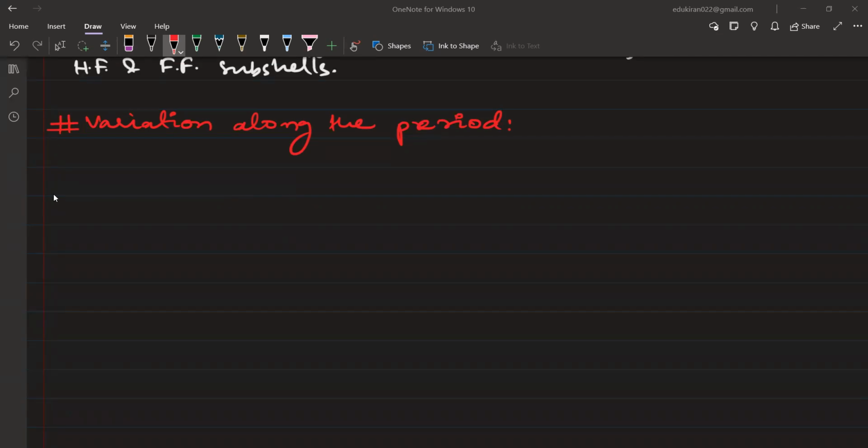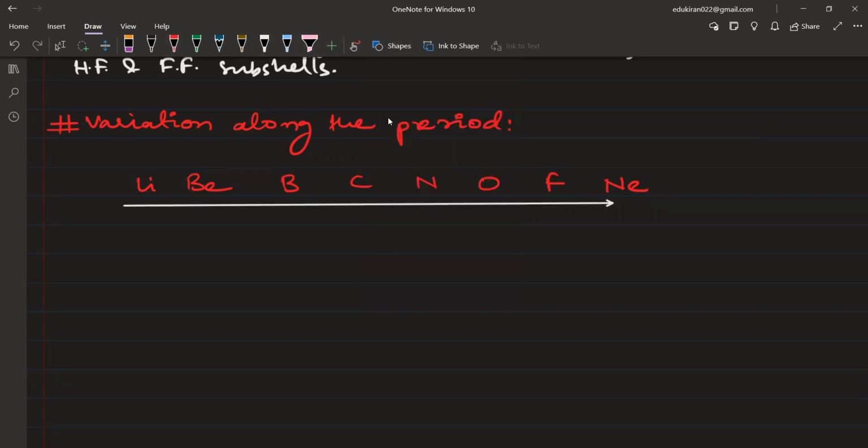Where should I start from? Say lithium, beryllium, boron, carbon, nitrogen, oxygen, fluorine, and neon. Tell me, if I'm going from lithium to fluorine or neon, what do you think is happening? Will the ionization enthalpy increase or decrease? Tell me in the chat. I've shown you the factors. You can apply the factors and then answer this.